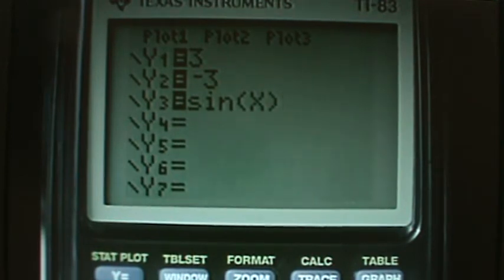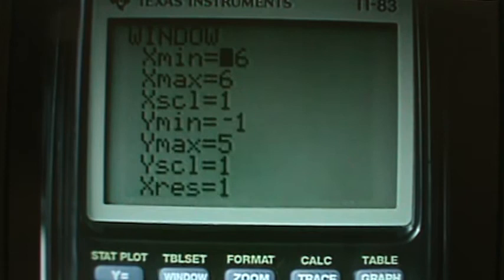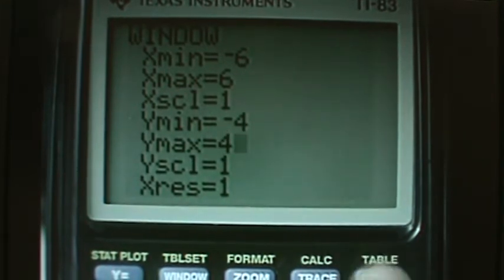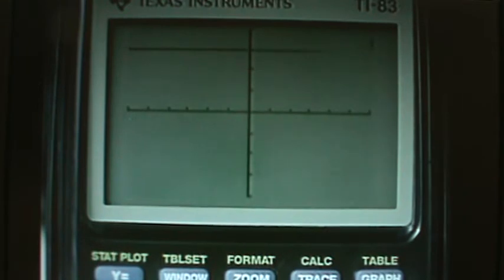And I think I'd like to have a look at these in a different window setting. This is okay for x, but I want plus and minus 4, I think, for the y's, and the graphs then look like this.